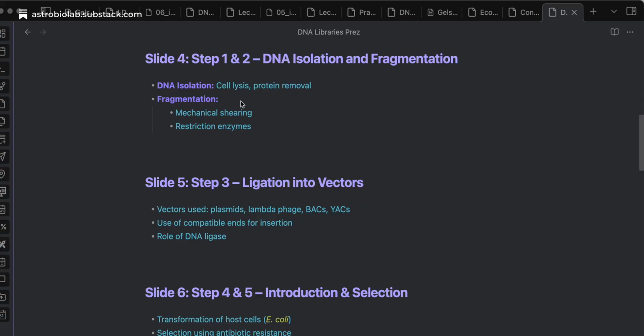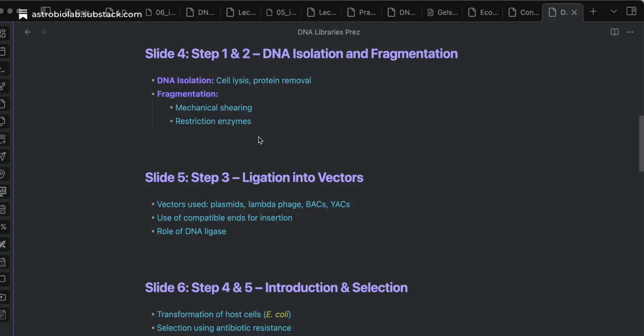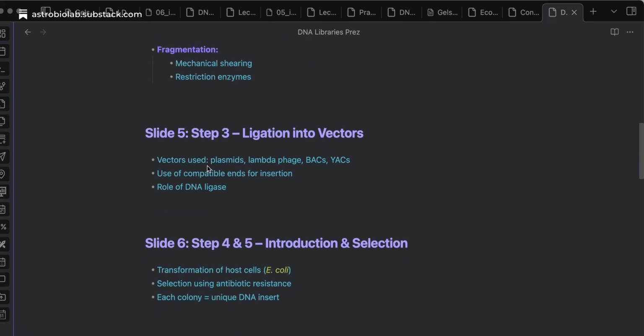Then when it comes to DNA isolation, that's the first step. How do you isolate the DNA? You usually use some kind of lysis method, and you remove the protein, which you know well now, and you can fragment the DNA with mechanical shearing or with restriction enzymes. So with mechanical shearing, you're using a physical mechanism. With restriction enzyme, you're using a molecular mechanism.